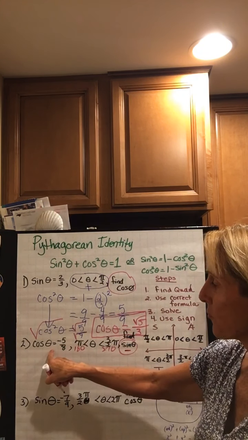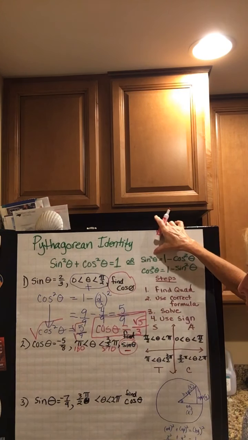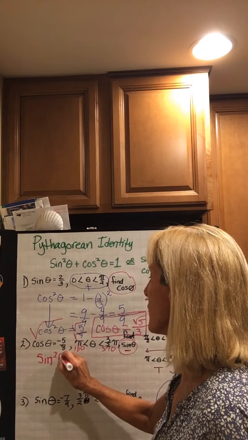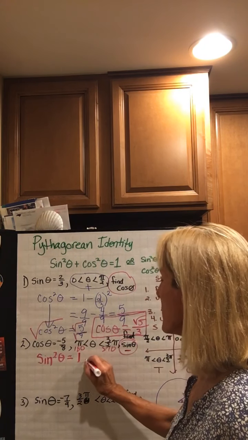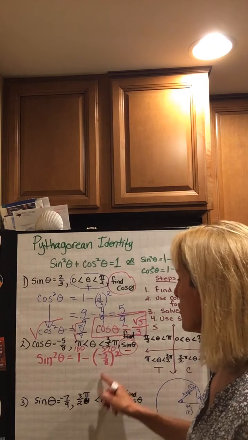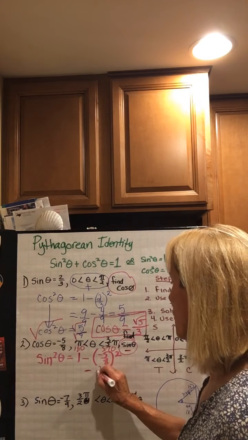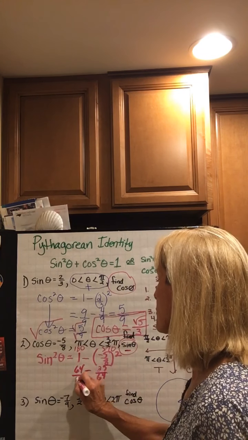So then what's going to be the best formula to use here? Well, I'm looking for sine, so I'm going to go up here and pick this one because I want to find out what sine is. I'm going to write sine squared theta equals 1 minus negative 5/8 squared. Be careful here. You don't want to go double negative, because with order of operations you want to square first. We're not subtracting first, we're squaring first. So when I square this, I get 25/64.